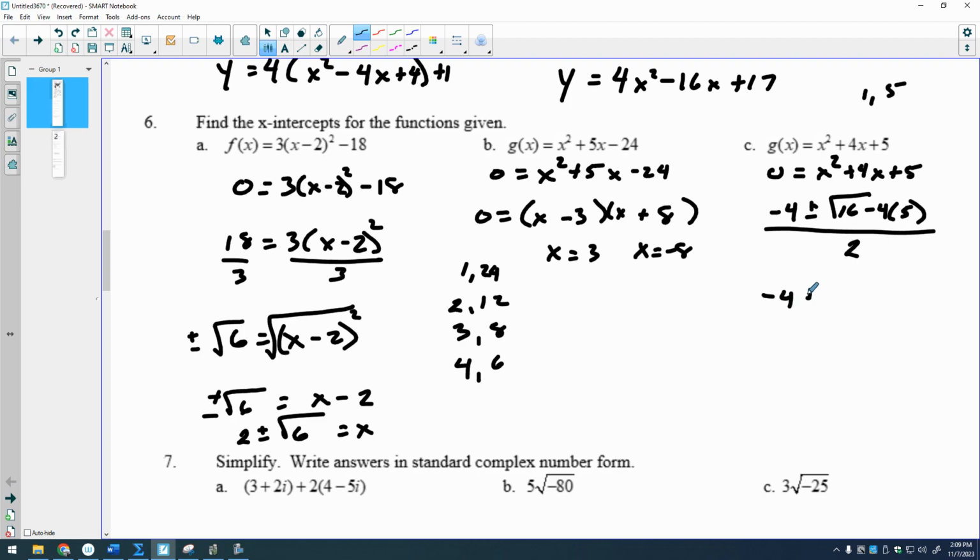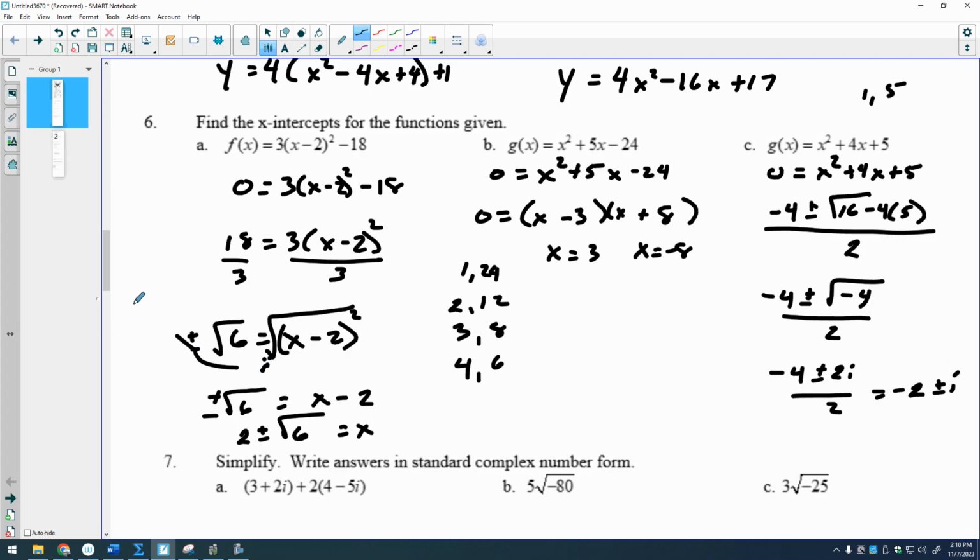So I get negative 4 plus or minus the square root of negative 4, over 2. The square root of negative 4 is 2i, because the square root of a negative number is i, and the square root of 4 is 2. So I get 2i. And when I divide, I get negative 2 plus or minus i. All right.